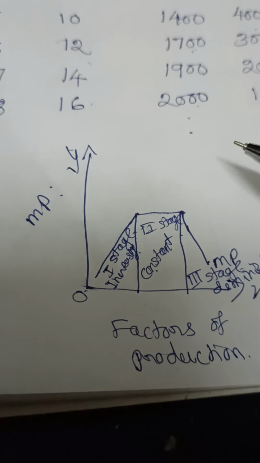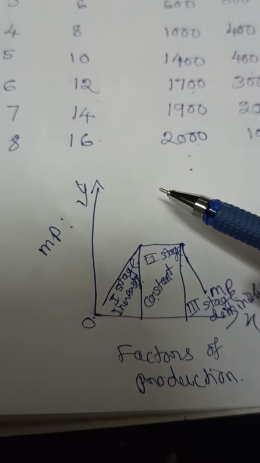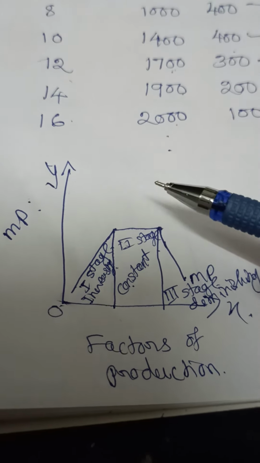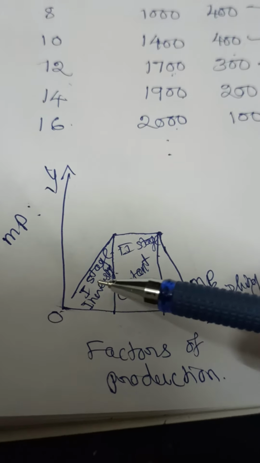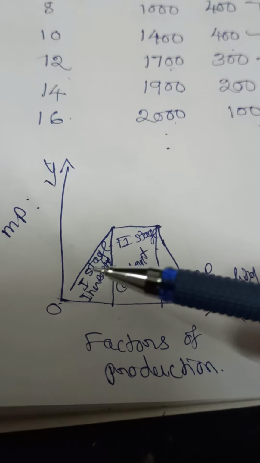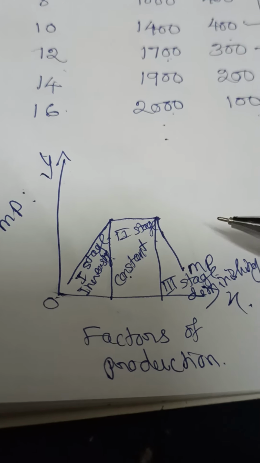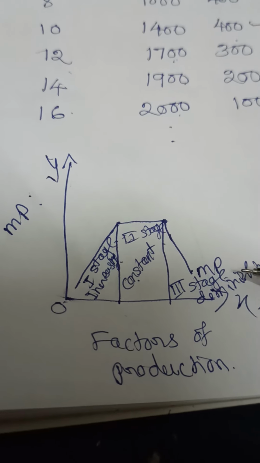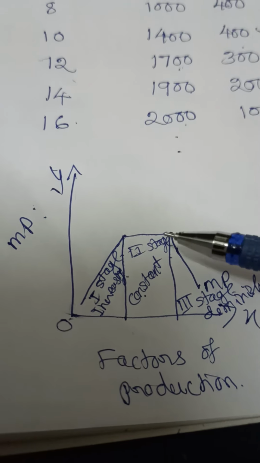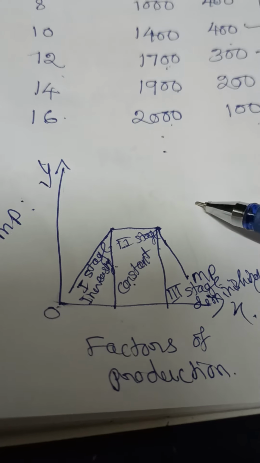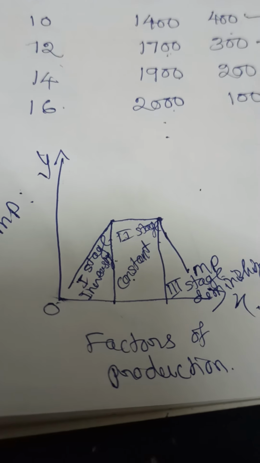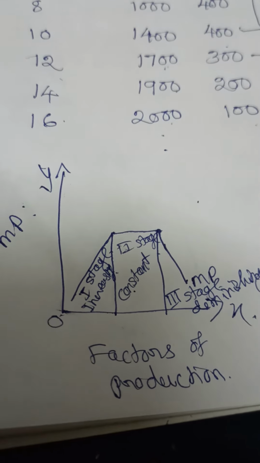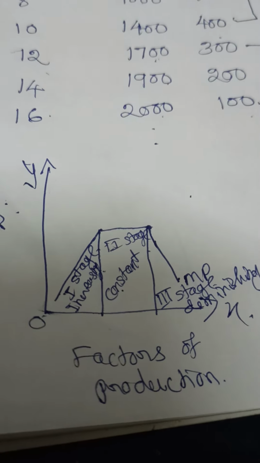So what is the difference between the law of variable proportion and return to scale? In the law of variable proportion, there are three stages: increasing return, diminishing return, and negative return. Here there are three stages: increasing, constant, and diminishing. And this is a concept related to the long run, and the law of variable proportion is related to the short run. So this is all about the return to scale.